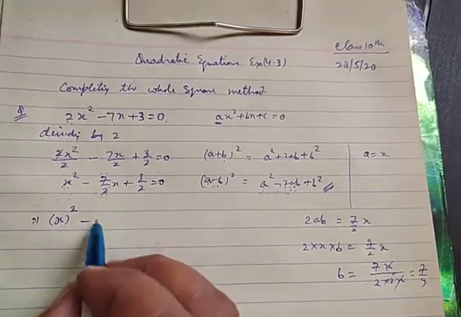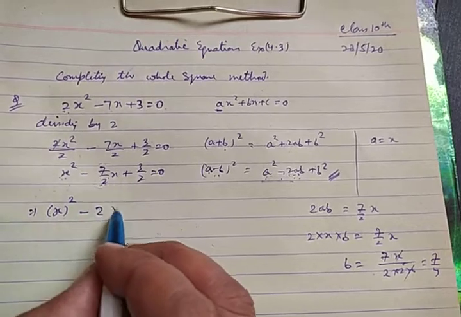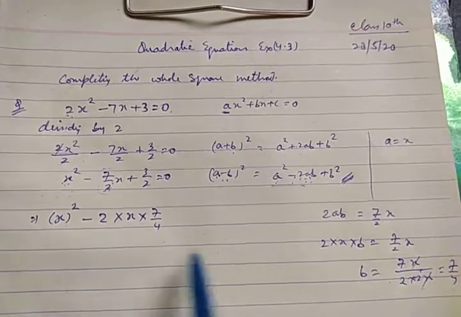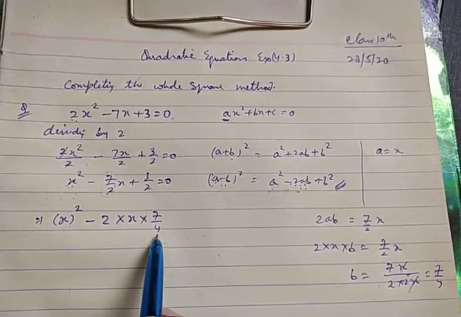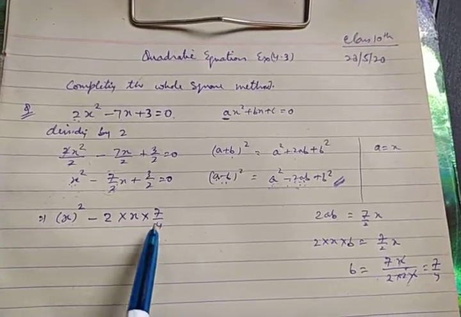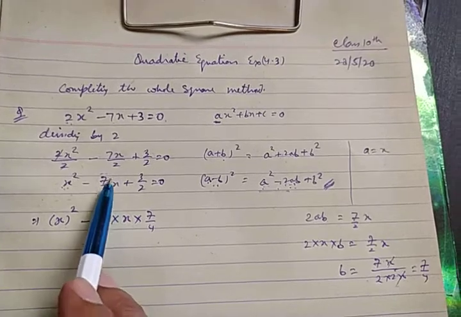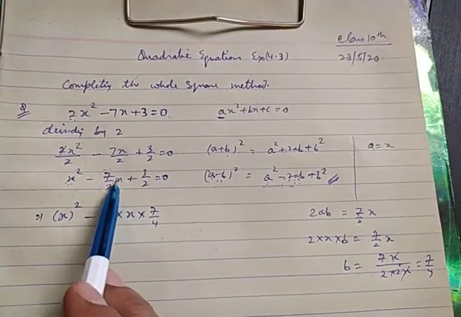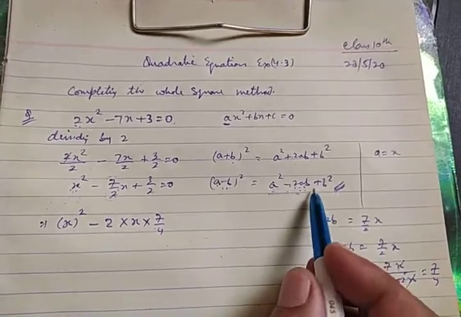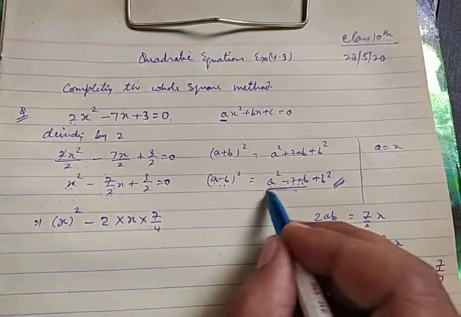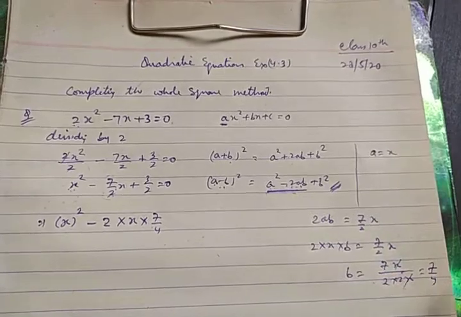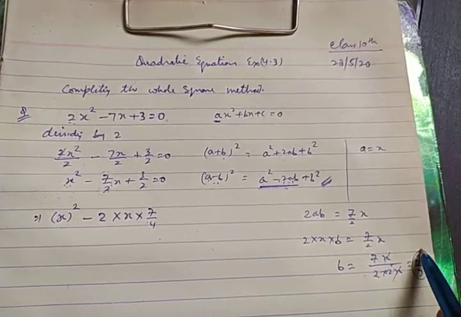It means this will be written as 2 into a is x into 7 upon 4. Whatever b you have calculated, this will be written here in this manner. When you solve this, the 2 and 4 will cancel, and ultimately this term will come. Actually the term is the same, 7 upon 2x, but you are expressing it as 2 into a into b for matching the format. Now you have created a square minus 2ab, but where is b square? The b we are forming means 7 upon 4.